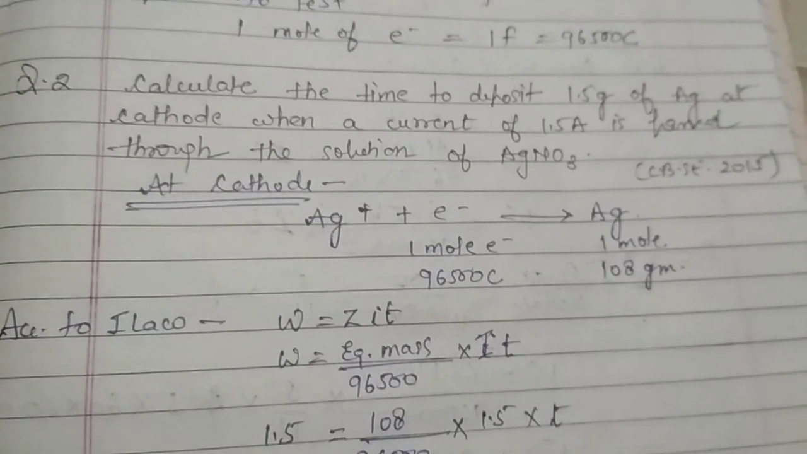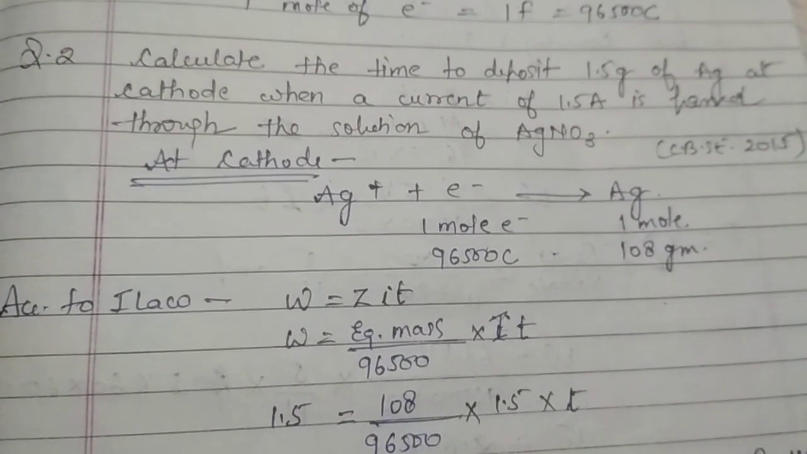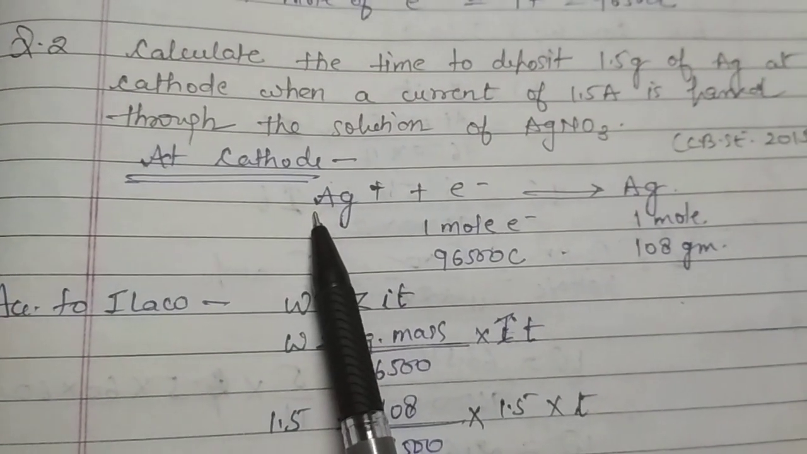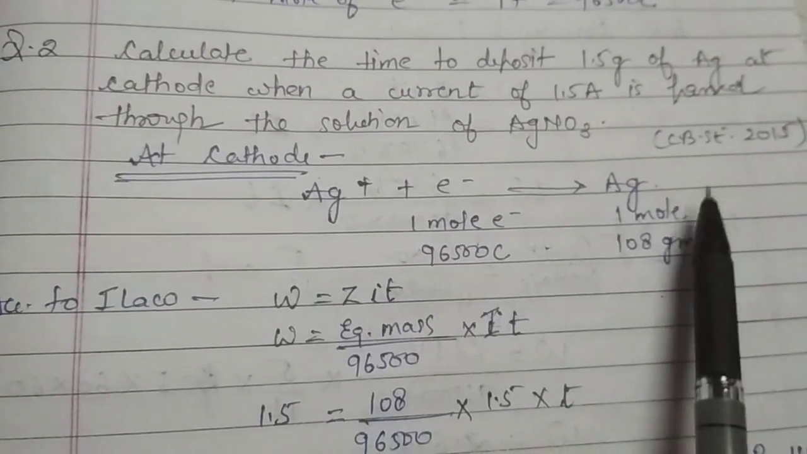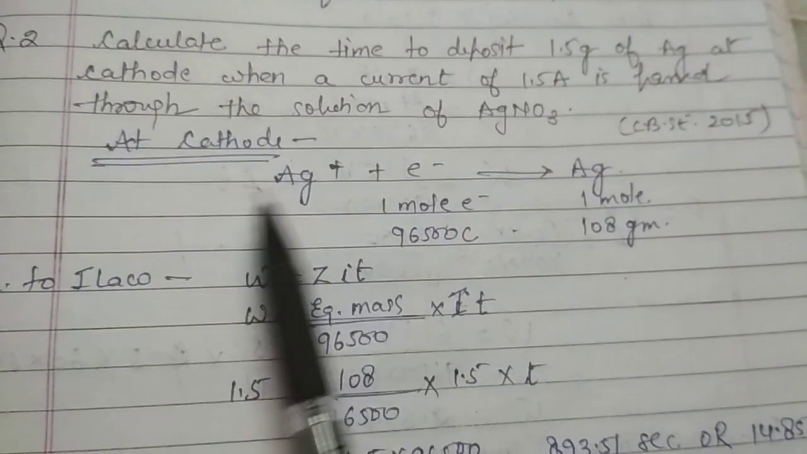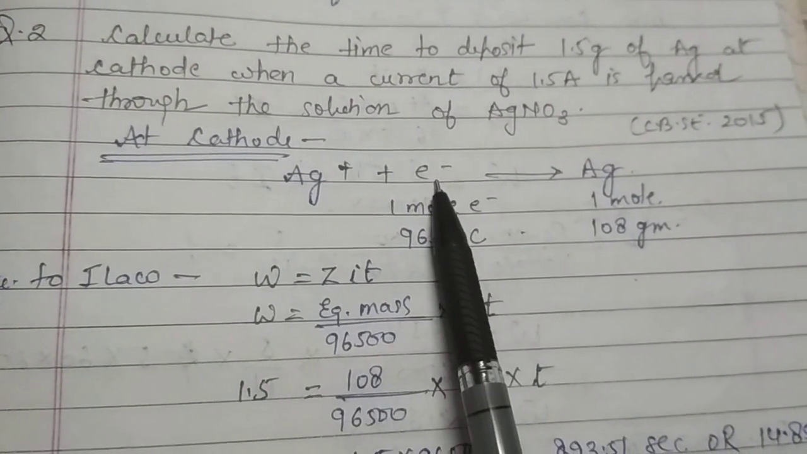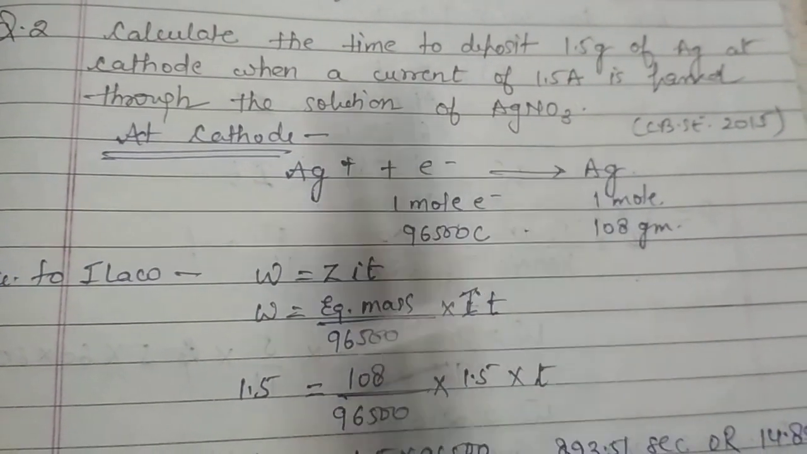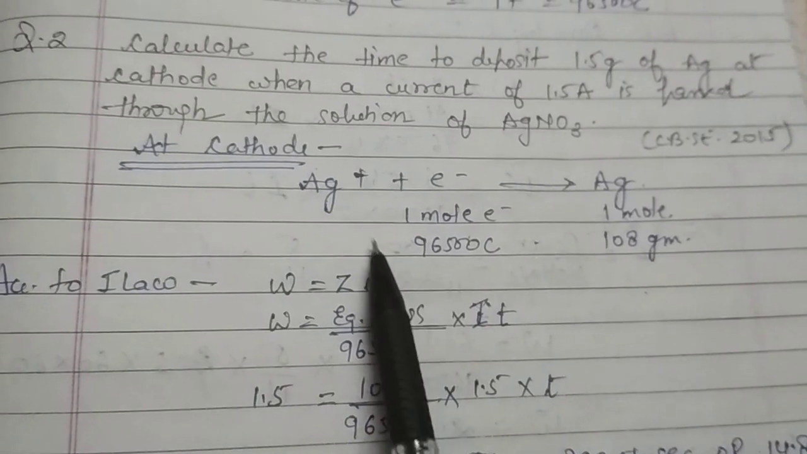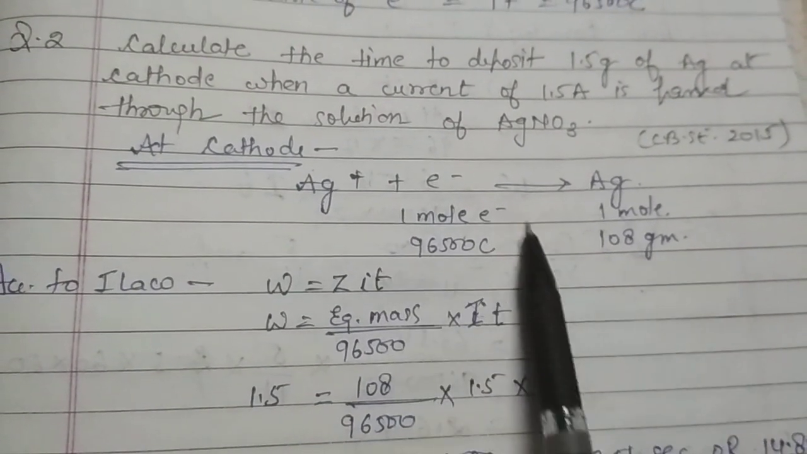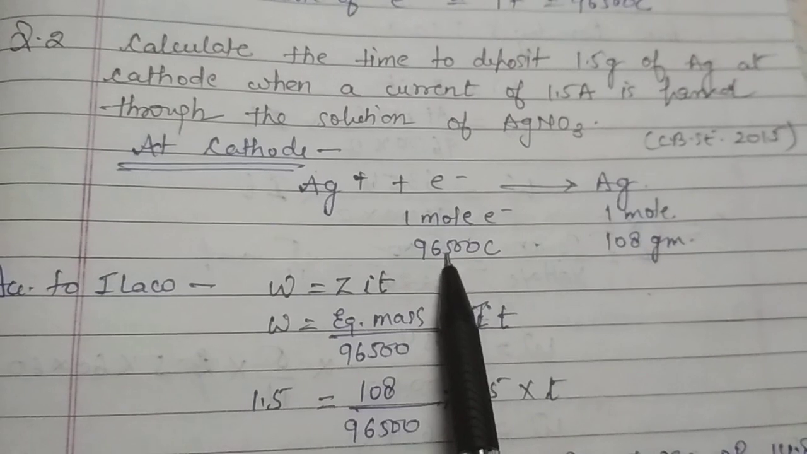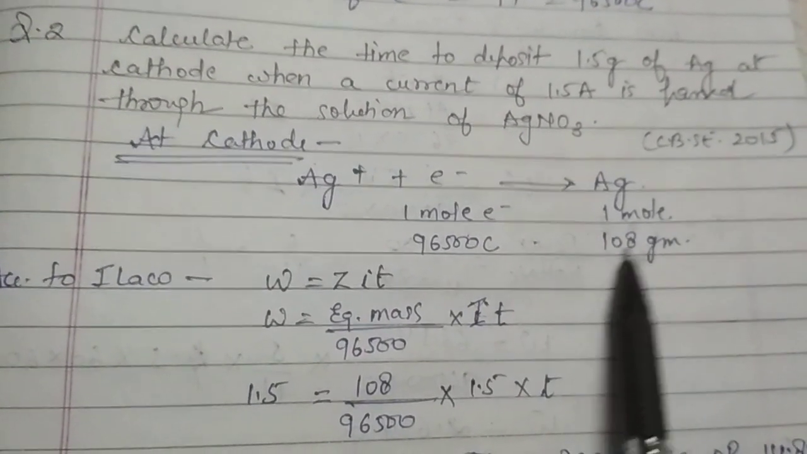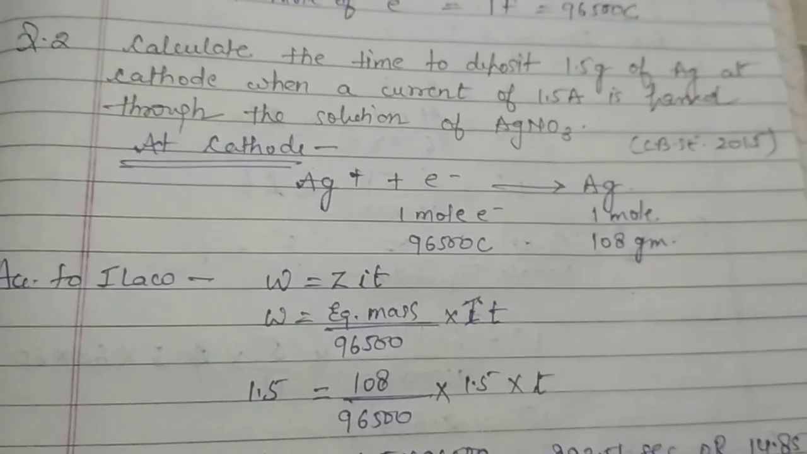To calculate the time, we first write the reaction at the cathode, that is, silver ion on reduction gives silver, and here we can see that 1 mole of electrons deposits 1 mole of silver. Or you may say the charge on 1 mole of electrons is 96,500 coulomb, or 1 Faraday. It deposits 108 gram of silver.